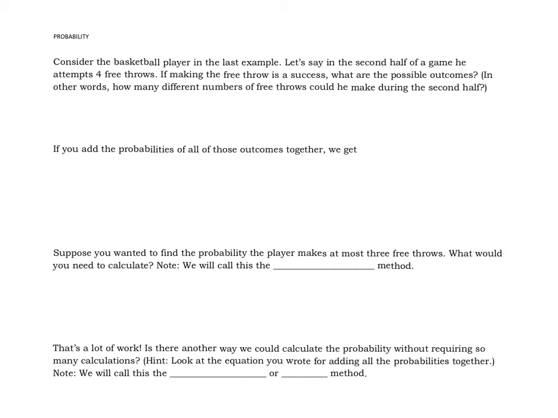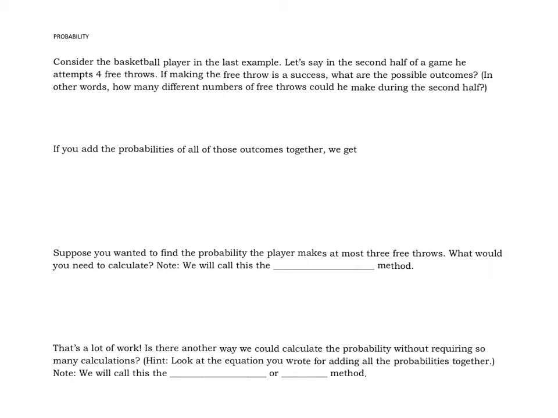Probability, binomial probability, developing the not case. Consider the basketball player in the last example. Let's say in the second half of a game, he attempts 4 free throws. If making the free throw is a success, what are the possible outcomes? In other words, how many different numbers of free throws could he make during the second half?